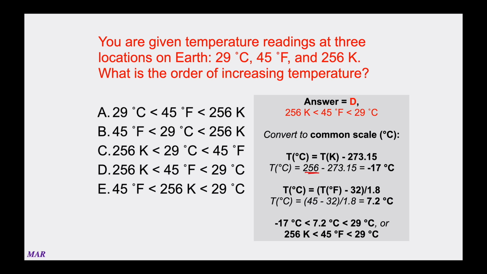Now we need to convert the Fahrenheit into Celsius as well. So you can see here's the Fahrenheit temperature. You subtract 32 first, then you divide by 1.8 or 9/5, either way. Anyway, that temperature comes out to be 7.2 Celsius. So it's warmer than the Kelvin's negative 17 Celsius, but certainly less than the 29. So that's why answer D would make the most sense here.